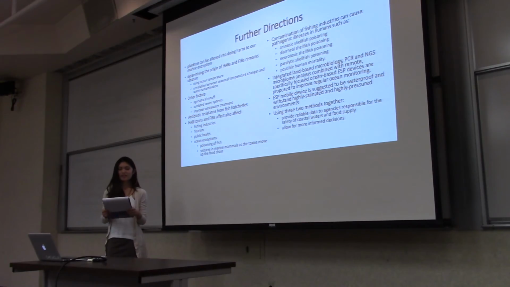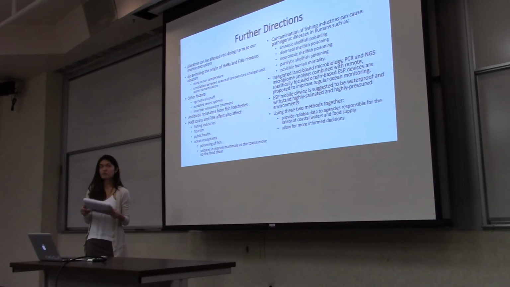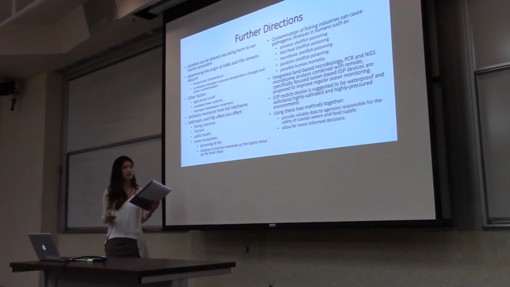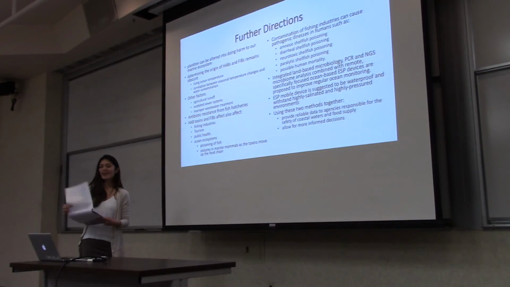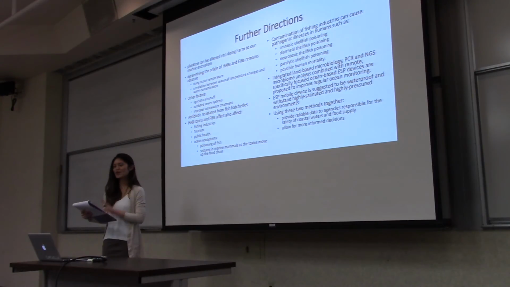HAB toxins and FIVs also affect fishing industries, tourism, public health, and ocean ecosystems, wherein the toxins kill the fish by poisoning them, and seizures can occur in marine animals as the toxins move up the food chain. National security is also compromised because toxins in the water affect the water used in Navy ships' basic functions. Contamination of fishing hatcheries can cause pathogenic illnesses in humans, such as amnesic shellfish poisoning, paralytic shellfish poisoning, diarrheal shellfish poisoning, neurotoxic shellfish poisoning, and possibly human mortality.